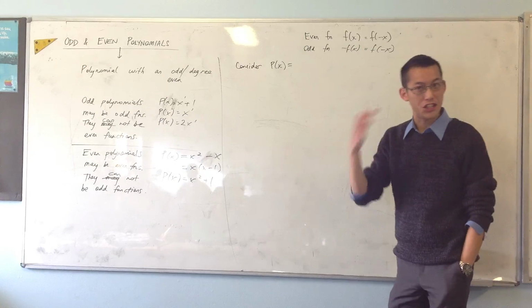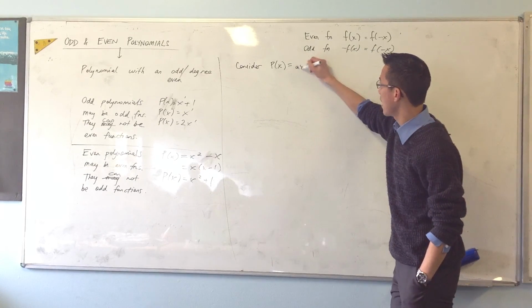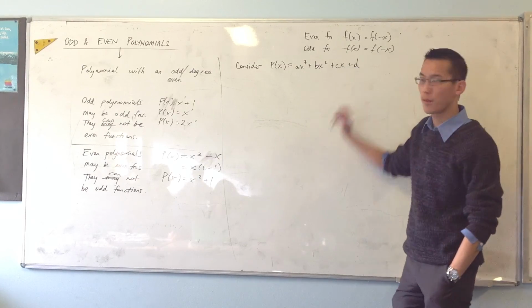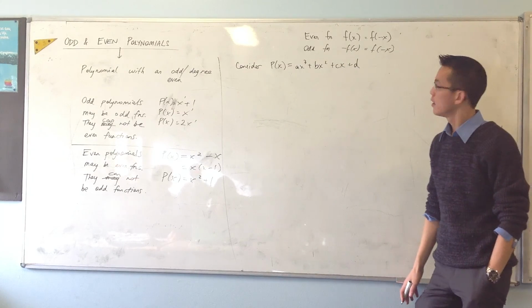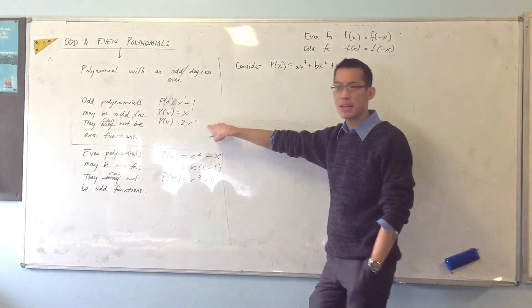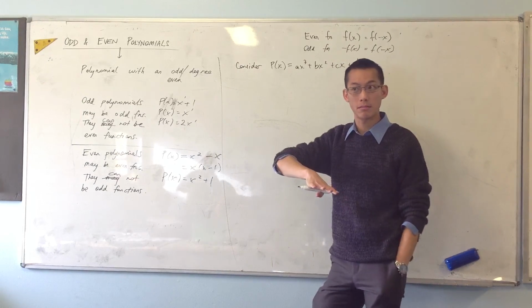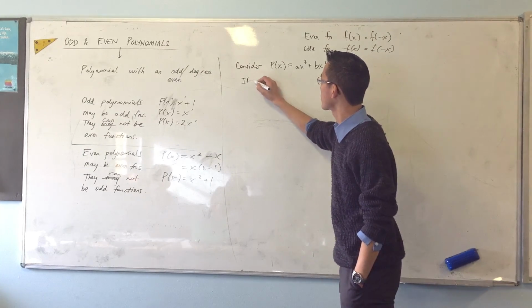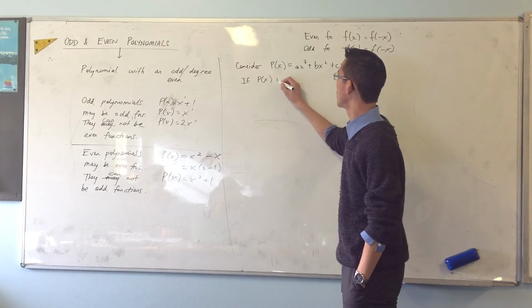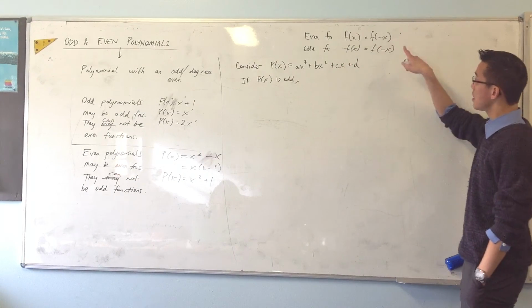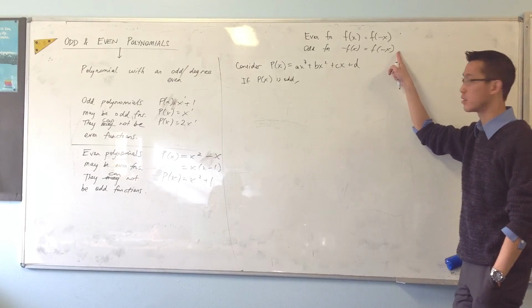Now, if we consider a general cubic, that's going to be ax cubed, bx squared. I don't know what any of these coefficients actually are, okay? Now, because it's a cubic, odd degree, it might be odd, but it might not be. Let's consider as if it is, okay? Now, if it's odd, this is the condition for an odd function, right?